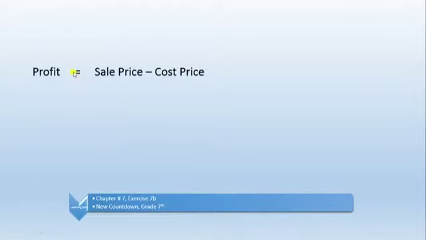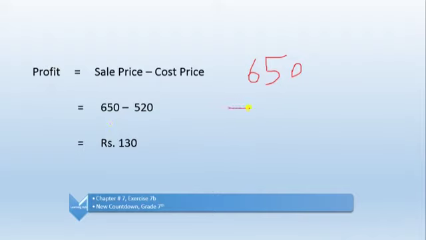So we will use this formula to find out the profit. Profit is equal to sale price minus cost price. Sale price is 650 rupees and we have cost price 520 rupees. So now we will subtract 520 out of 650. Let's see how to subtract 520 out of 650. At first we will write 650, then minus 520.